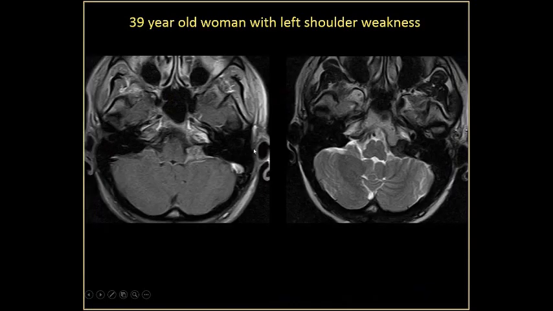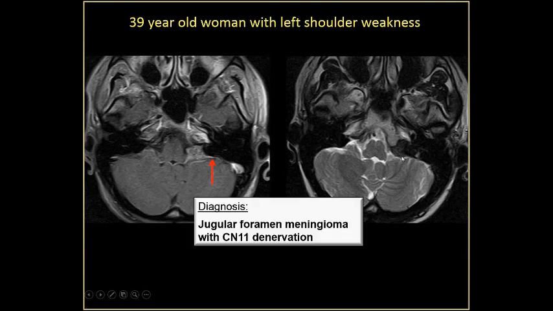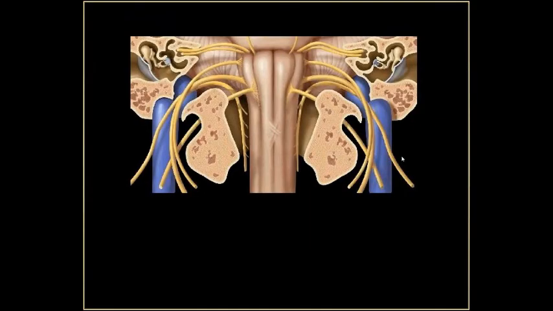Let's look at the MR here. So T1 post-contrast and T2, we see this enhancing mass. We see a dural tail here, and then this mass is hypointense on T2, indicating calcification or hypercellularity. And so this turned out to be a jugular foramen meningioma resulting in 11th nerve denervation.